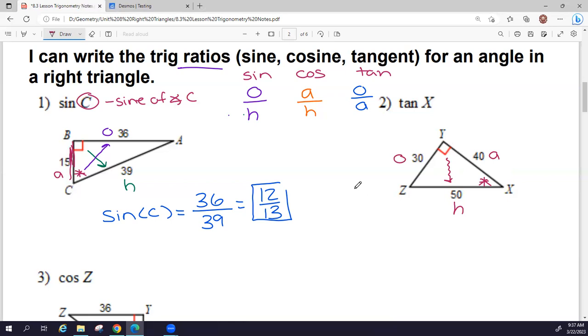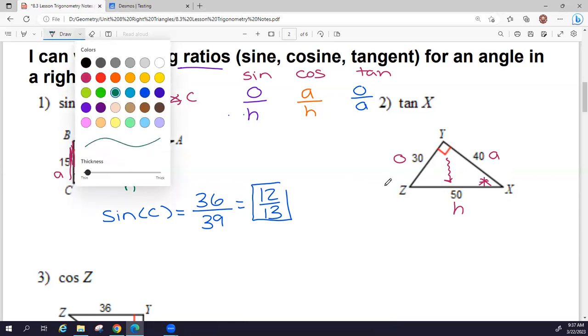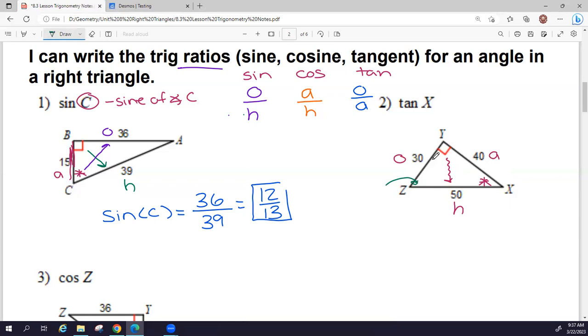So the O and the A are going to change based on which angle you're talking about. If we were talking about angle Z in this triangle, the O and the A would switch, which means your tangent value would switch. And so it's very important to set these up correctly because that will help you get the right ratio.